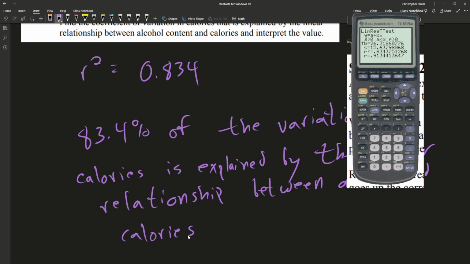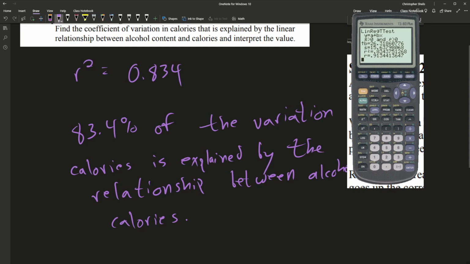That's how we can interpret this coefficient of determination. The remaining percentage, the 16.6% remaining variation, is going to be due to other factors. So a really good coefficient of determination has a very small unexplained part. I'd say this is pretty good.